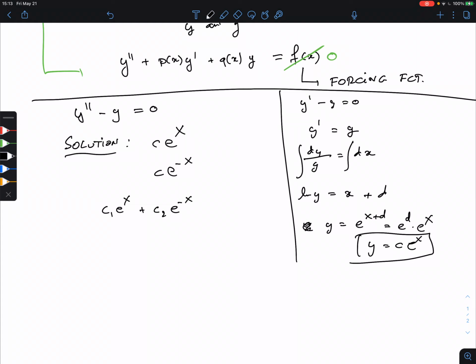What about this? Think about this. Is this going to be a solution? And this is where the linear comes in. Namely, if you have one solution of this linear differential equation, and this is true for any linear differential equation, and you have another one, then the sum of them will also be one. Okay?